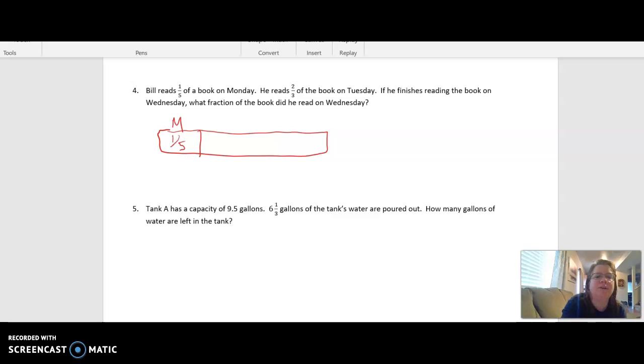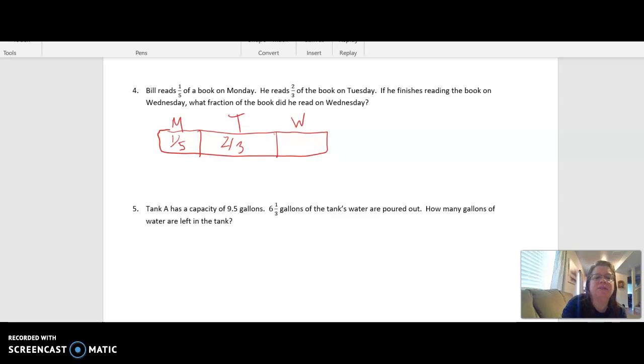He read 2/3 on Tuesday. And we need to figure out, if he finishes reading the book on Wednesday, what fraction of the book did he read on Wednesday? What kind of problem is this? Is this more than one step? I would think so, right?